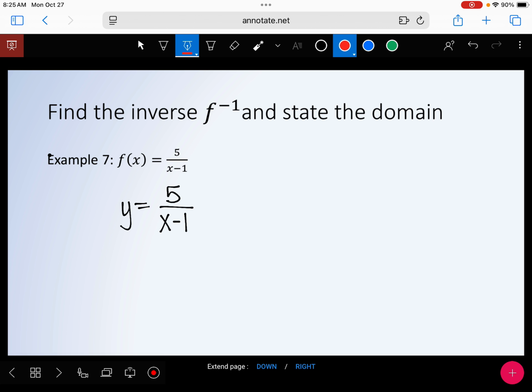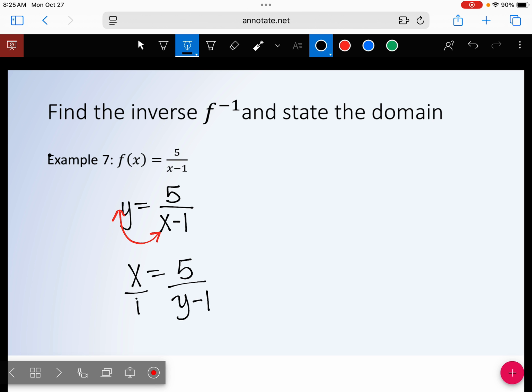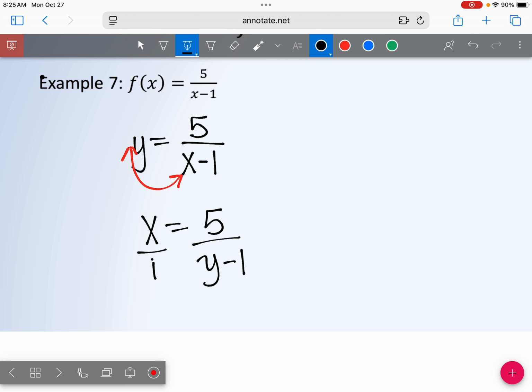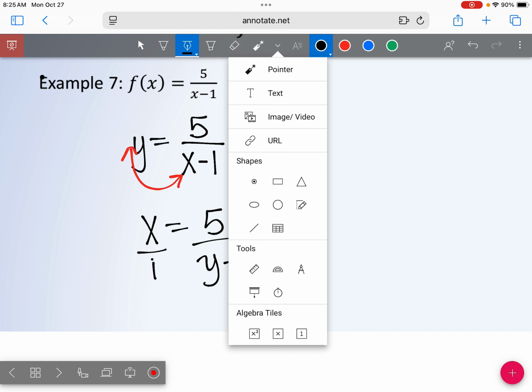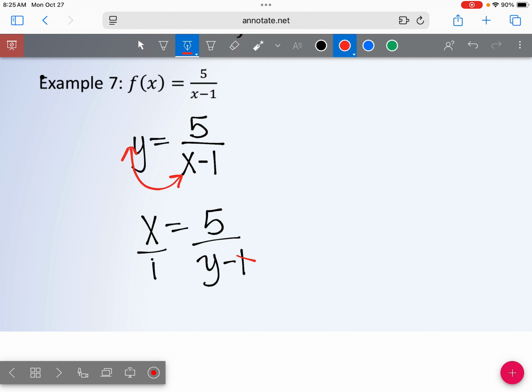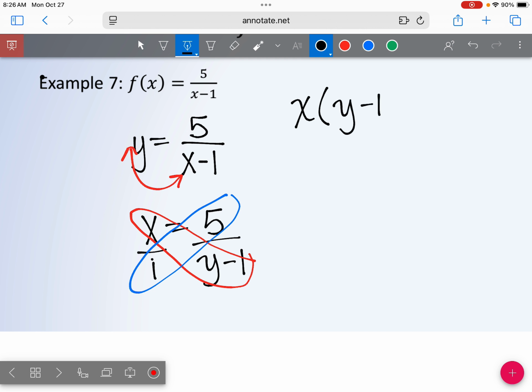So now these switch. And that gives me x equals 5 over y minus 1. All right, you can make this a proportion if that's helpful for you. But what you're doing is I'm going to cross multiply. So that's going to give me x times y minus 1 equals 5.